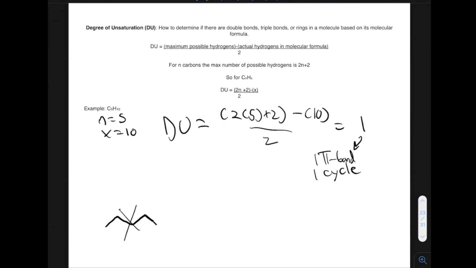So the way we can draw that out is like this. Boom. Just like that. So there's a double bond in the middle of this molecule, or at the end of this molecule, or somewhere in it. Or it could be a closed cycle, like this.